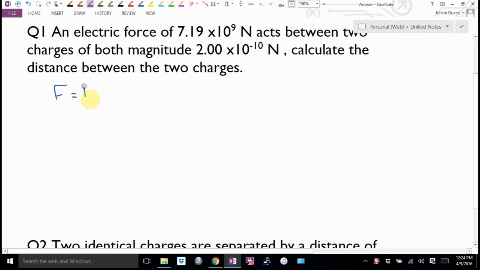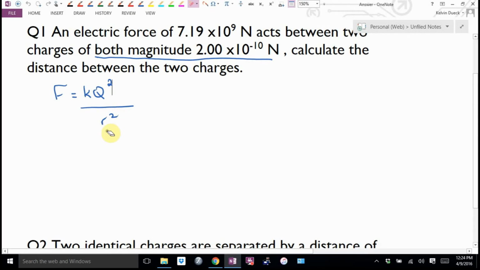Electric force between two charges is given by k Q1 Q2 over r squared. Now, the first thing I notice is both charges are identical. So as a shortcut, instead of having charge 1 times charge 2, since they're both identical, I can just do that. In fact, I can even get rid of the 1. I can just say, hey, it's a charge. There's 2 of them. Charge times charge is charge squared.